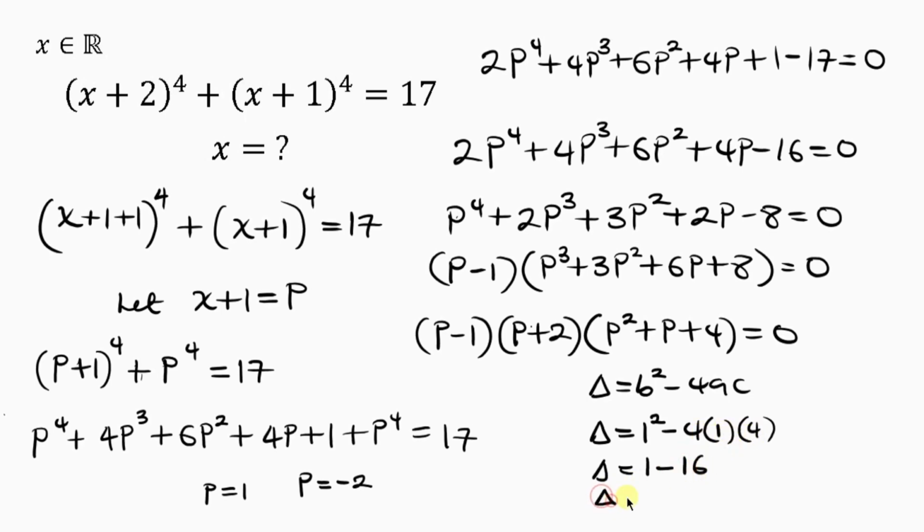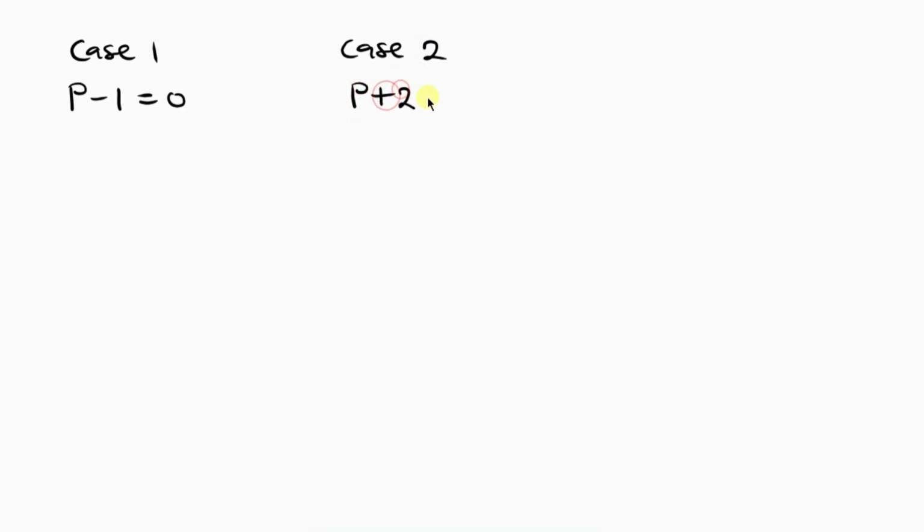Now notice that the discriminant is negative. So we're not going to be having a real solution from here. So let's say no real solution. That means we're going to be focusing on the other two factors. Let's go ahead and do that. For those other two factors, we're going to be putting them into two cases. So case 1 is the first factor, which is p minus 1 equal to 0. And for the second factor, we're going to be calling that case 2, and that is p plus 2 equal to 0. So from the first case, you notice that p will be equal to 1.